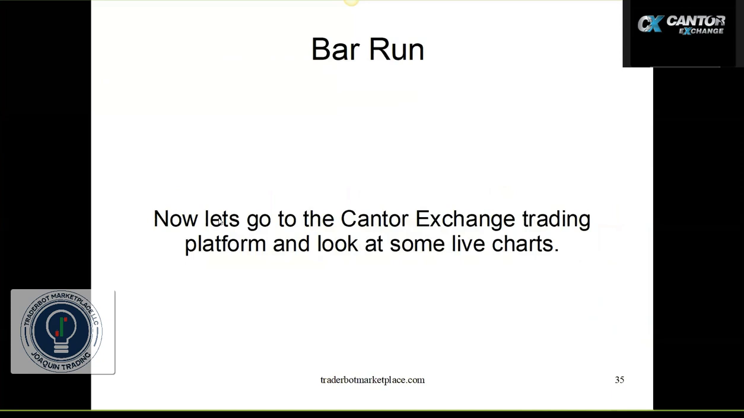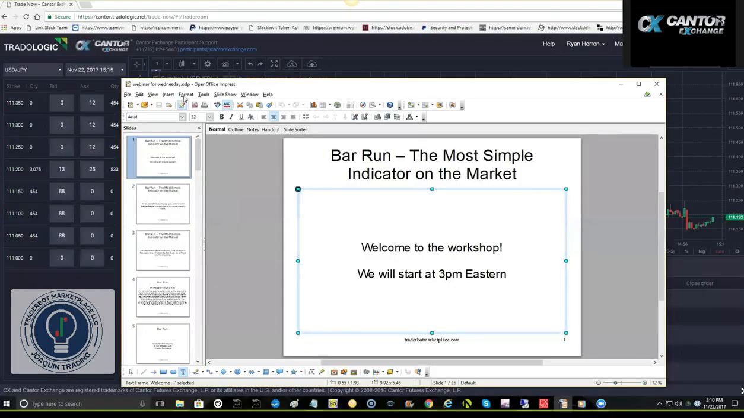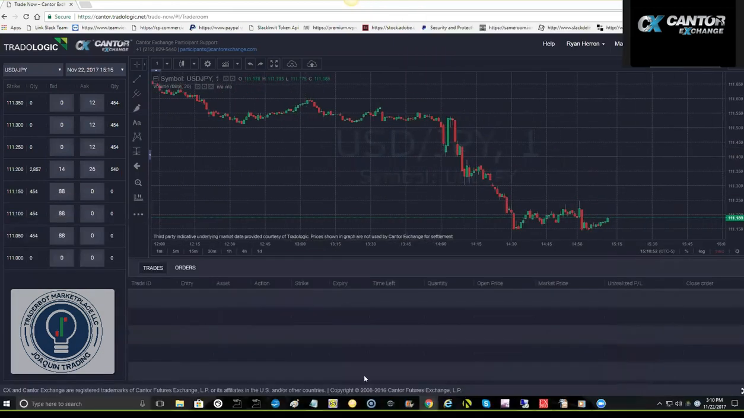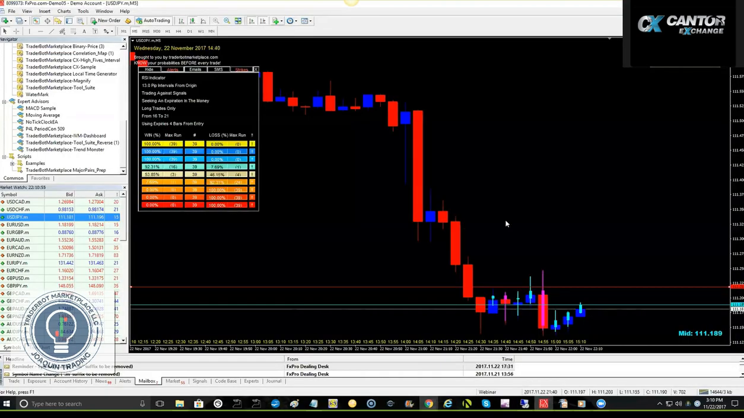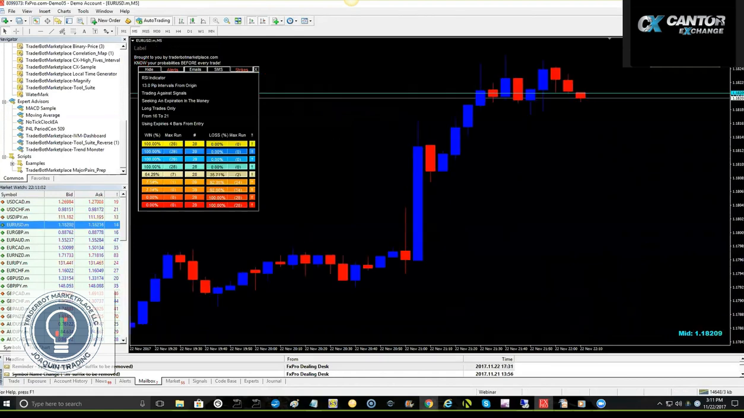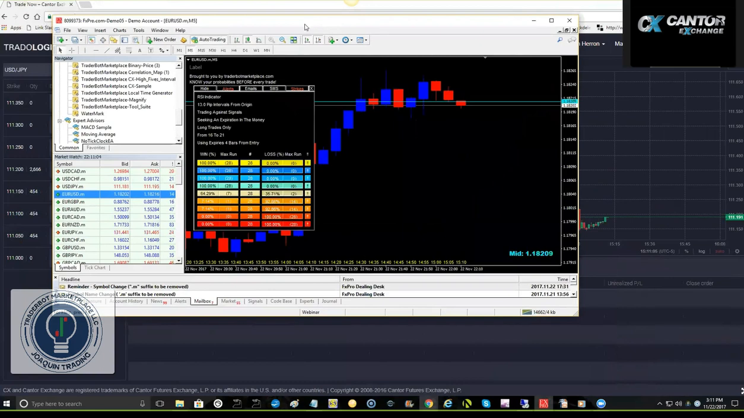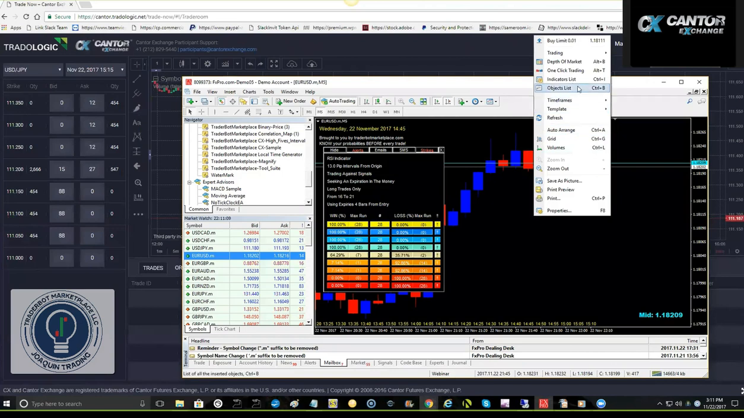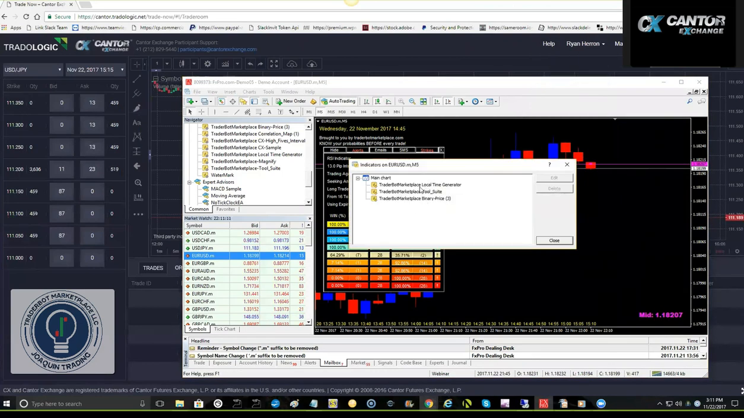Now let's go to Cantor Exchange trading platform and look at some live charts. How did I get out of here? There we go. Okay, we're looking at a chart right here. Let me go over here to the tool suite. I'm going to split the screen right now. I'm going to go to Euro USD, and I'm going to put the tool suite on one side and Cantor Exchange on the other.